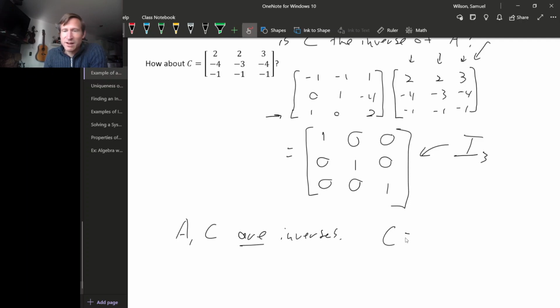So instead of writing C, we're now entitled to write A inverse. Or if we didn't like A for some reason, instead of writing A, we could write C inverse. But one way or another, we now know that these two matrices really are inverses because when you multiply them, you get the identity.